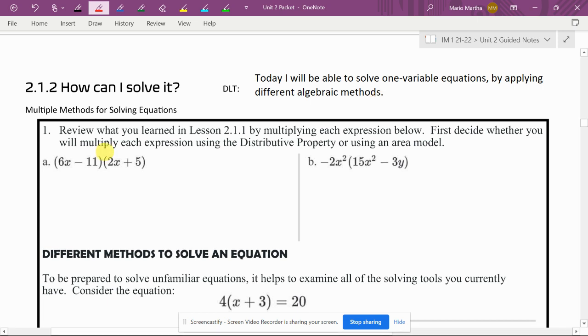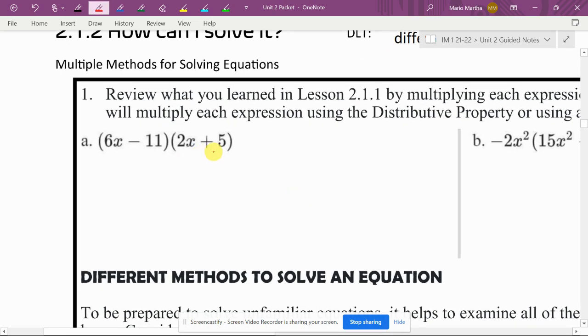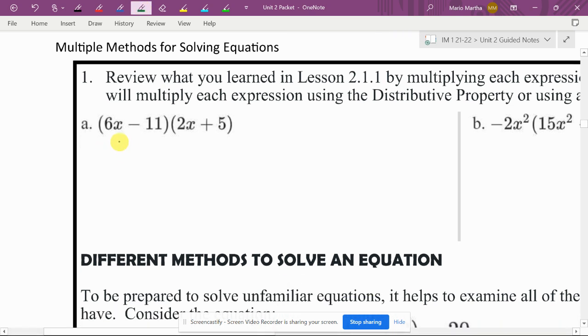Problem one says review what you learned in lesson 2.11 by multiplying each expression below. First, decide whether you will multiply each expression by using the distributive property or by using an area model. So let's look at problem A right there. We have 6x minus 11 times 2x plus 5. Here the appropriate method would be to use the area model because we have two terms in the first parentheses and then two terms in the second parentheses.